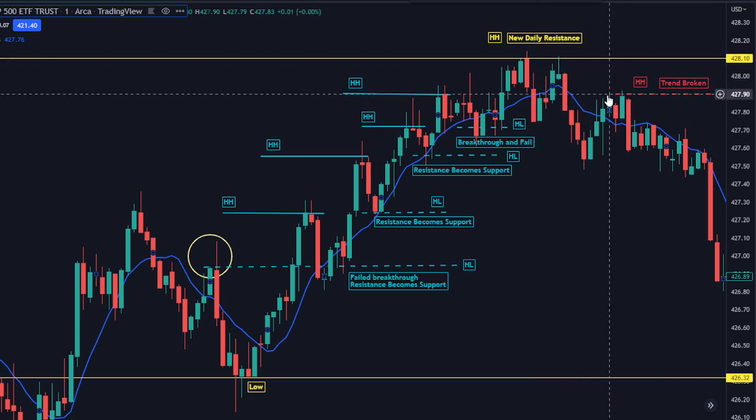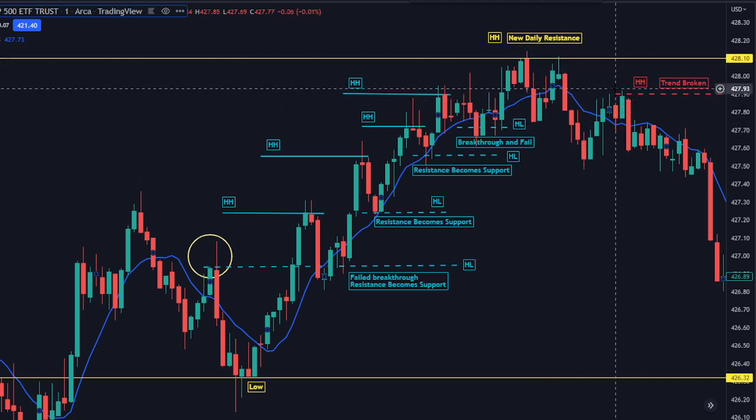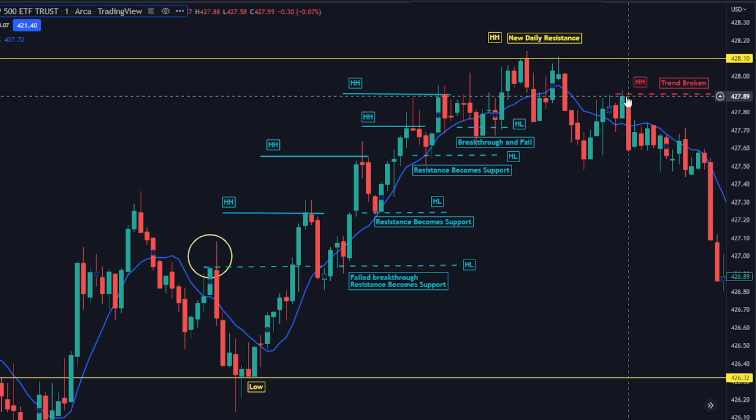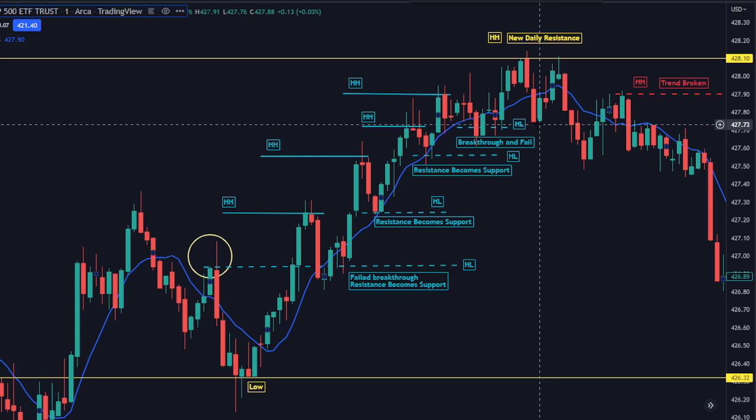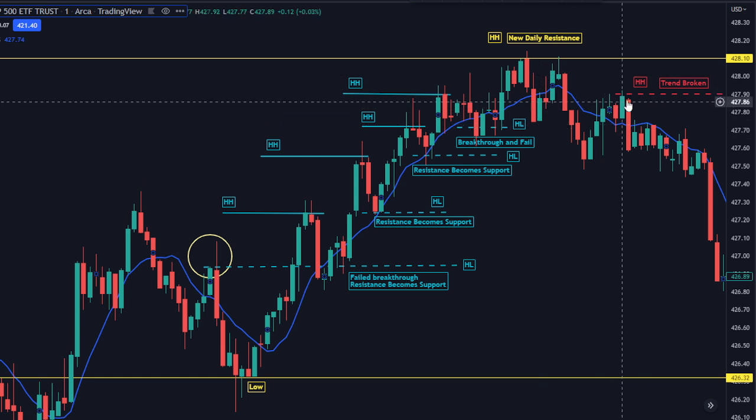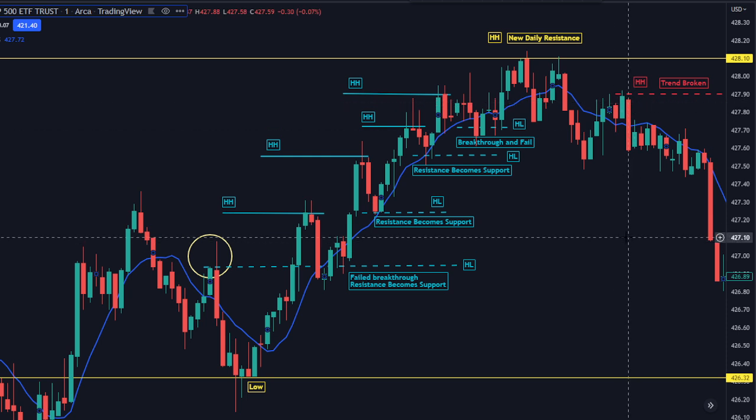And then we broke trend right here. So if you didn't see this and you didn't get out here or here, you definitely needed to get out here. We just set a lower low. We are no longer uptrending.